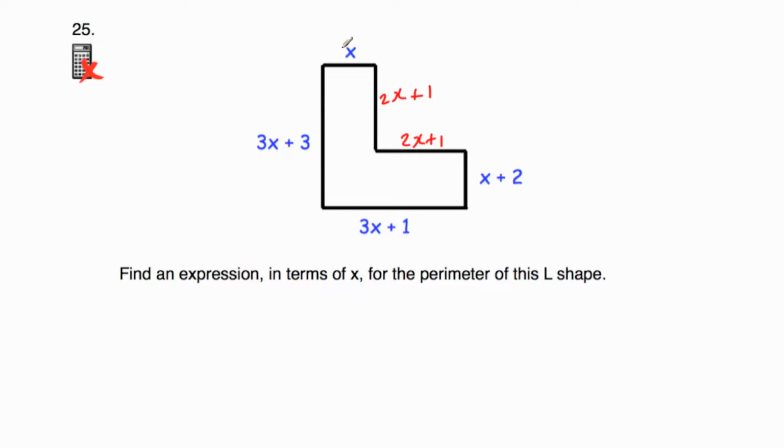So let's add our terms involving x. We've got x plus 3x, that's 4x, plus another 3x, that's 7x, plus another x, that's 8x, plus another 2x, that's 10x, and plus another 2x, that's 12x. Let's just check that. x plus 3x is 4x, plus 3x is 7x, plus x is 8x, plus 2x is 10x, and plus 2x is 12x, so 12x. Now in terms of our numbers, we've got 3 plus 1, that's 4, plus another 2 is 6, plus another 1 is 7, plus another 1 is 8. So that means that the perimeter of this L shape would be 12x plus 8.